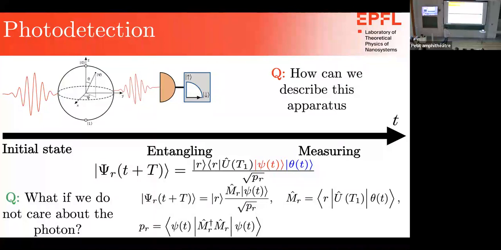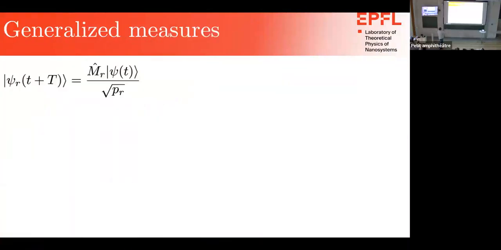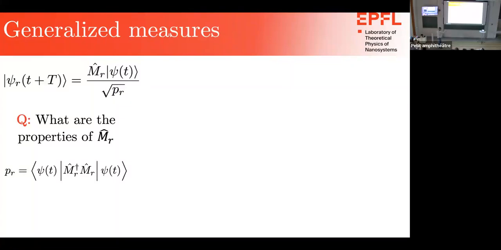And now you can see that you find again the probability of measuring some outcome, which this time will be the expectation value of the operator dagger, the operator. And from this, you can start asking yourself, okay, what are the properties of this generalized measurement itself? So again, if we discard the state of the photon, this is the state of the qubit, and we get the probability function.